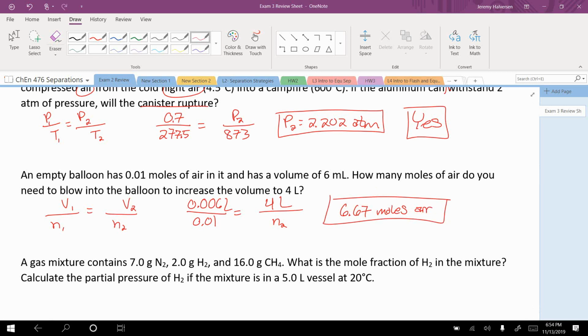Could you do this with all 4 variables? Yeah, you could change all 4 things. That's fine. You just don't erase anything.